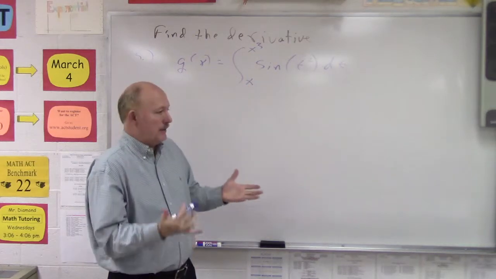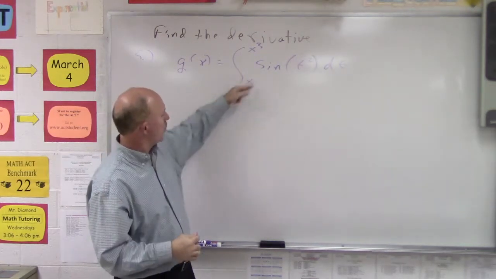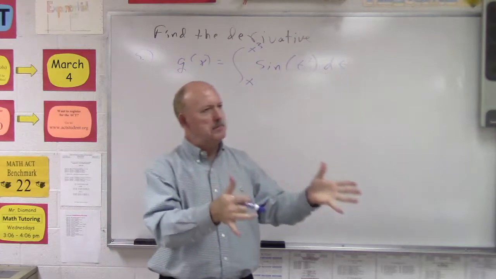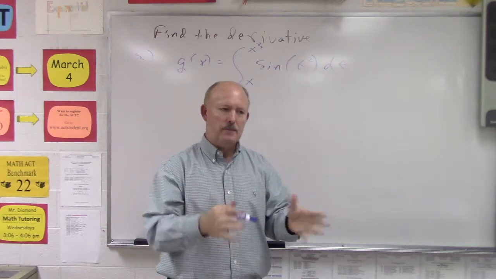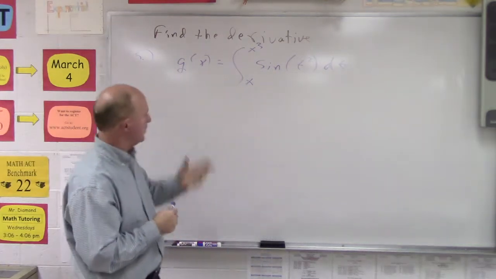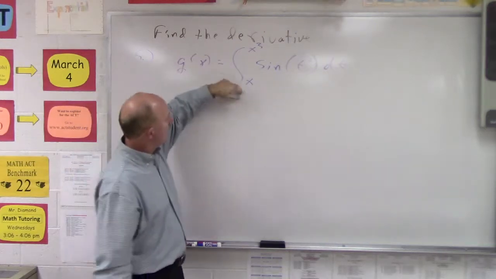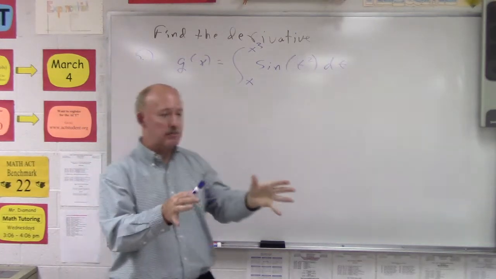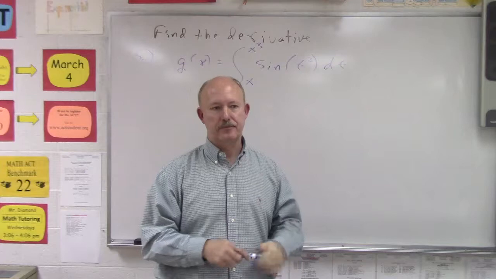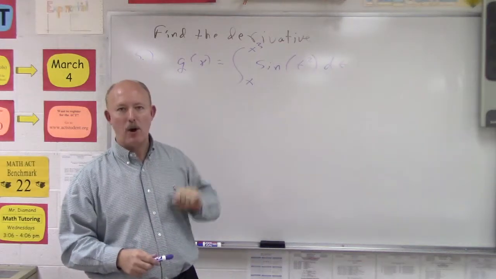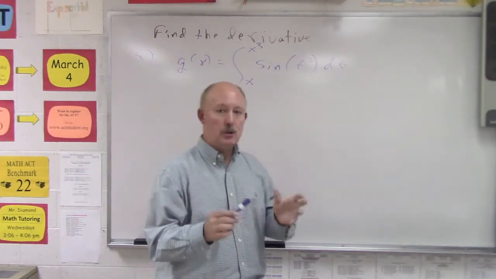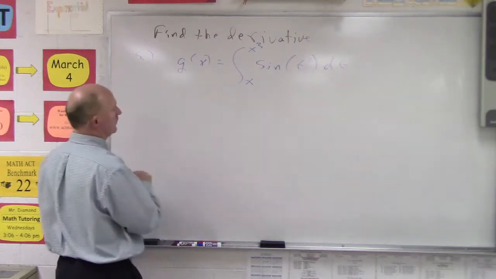Now remember, to evaluate this type of integral, the lower bound pretty much needs to be a constant. With this type of problem, in which the upper bound and the lower bound are both variable expressions, we're going to have to break this apart using 0. So we have to rewrite this.